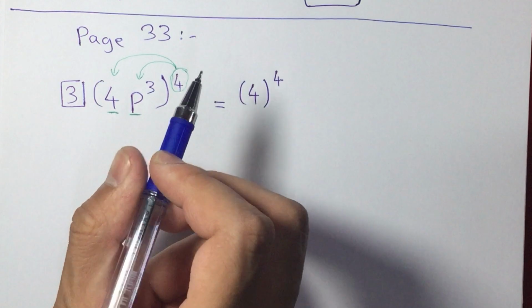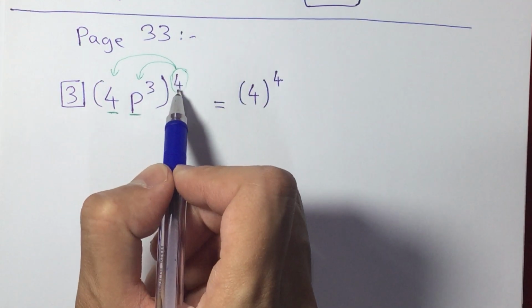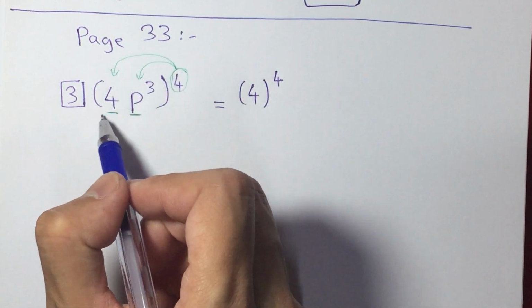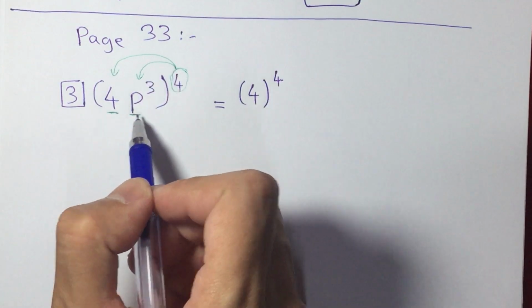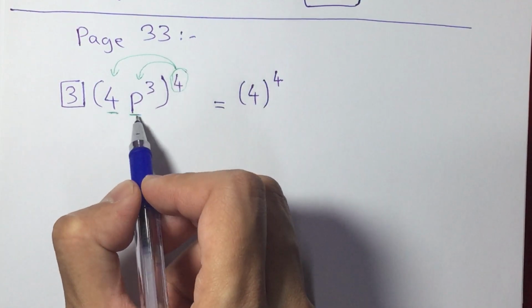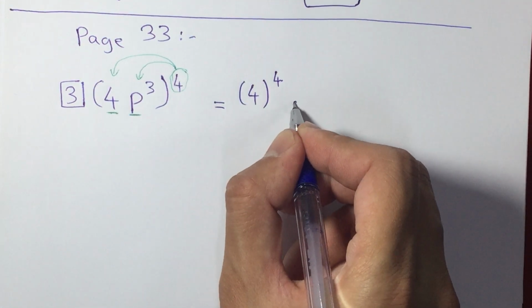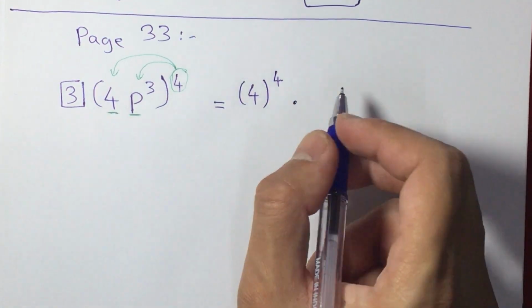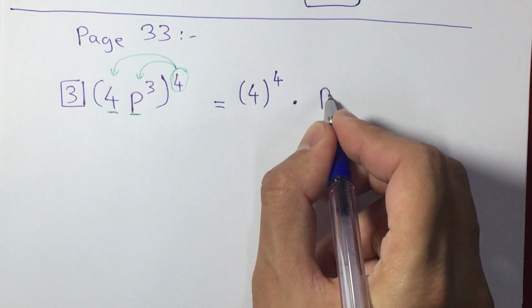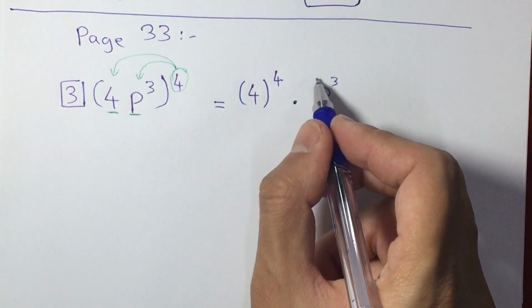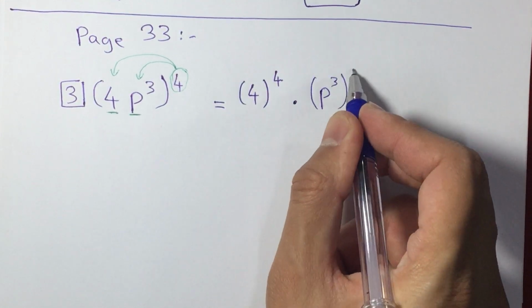So let's continue. We distributed the outer exponent on the first factor, and now we do the same for the second factor. But the second factor is to the power of 3. So we write it like this, times, because there is a multiplication between them, p to the third, and this p to the third is to the fourth power.